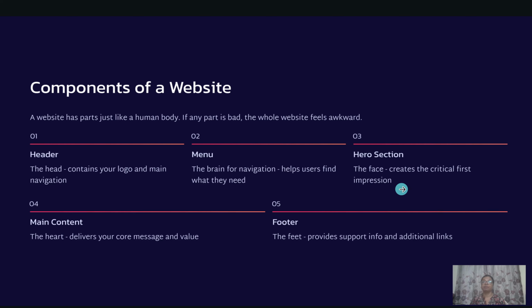Hero section, the face of that website, creates the critical first impression. The user will get clear information about that business and about that website. And next is the main content. The heart delivers your core messages and values, all the information about that business. And next is the footer. The footer provides supportive information and additional links of that business, of that website.